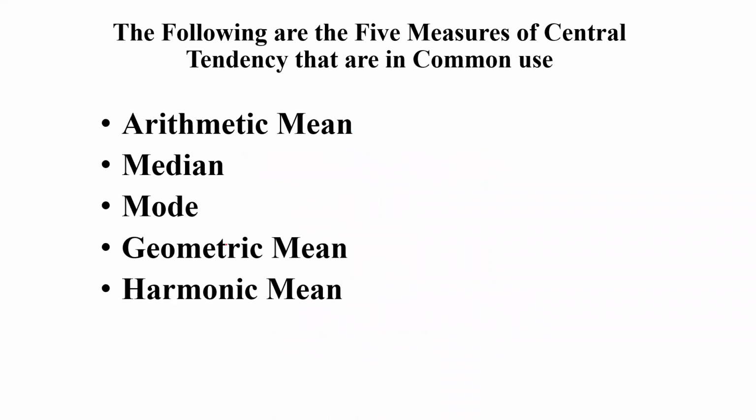So, in measures of central tendency, there are 5 measures that are in common use. First one is known as the arithmetic mean. Second one is the median. Third one is the mode, and fourth ones are the geometric mean and harmonic mean. So in this video, we'll discuss the arithmetic mean, and how to calculate it for a grouped data set only.